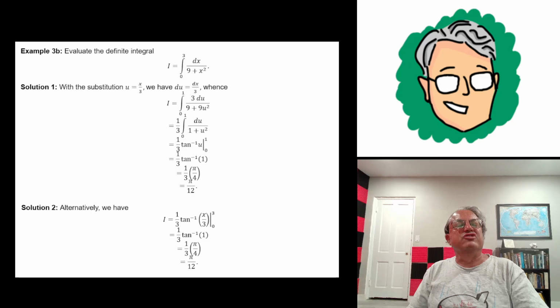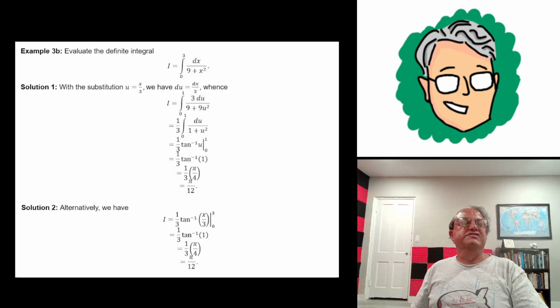So now we're changing the limits of integration. We're using the substitution u equals x over 3 in this case. So du equals dx over 3, which means dx is 3 du. And so now we get the integral. And remember, we have to change the limits to limits on u. So now we get the integral from 0 to 1 of 3 du over 9 plus 9u squared. And again, we can simplify things by factoring out 1/3. We get 1/3 times the integral of du over 1 plus u squared, u going from 0 to 1.